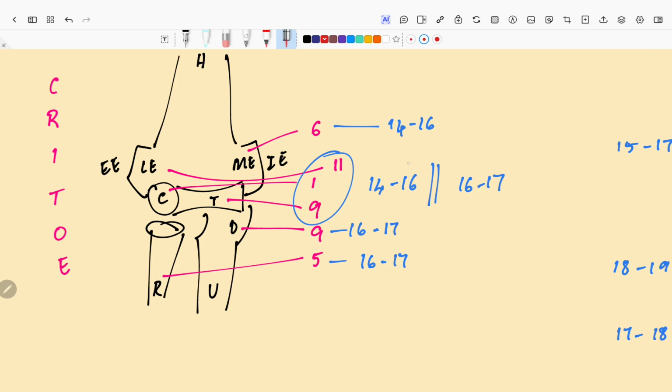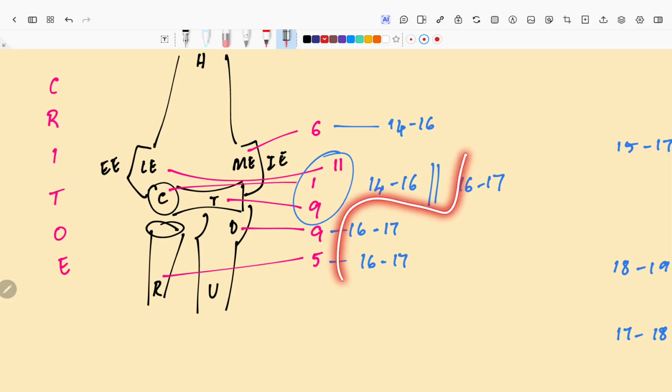When does all of this fuse? The capitulum, lateral epicondyle, and trochlea fuse together at 14 to 16 years, and all of this fuses with the shaft of the humerus at 16 to 17 years. Okay, and then the medial epicondyle appears at 6 years, it fuses by 14 to 16 years. We saw that the lower end of the humerus is the non-growing end, so that fuses earlier than the growing end, at 16 to 17 years. Okay, and then radius and ulna, both of these fuse at 16 to 17 years.